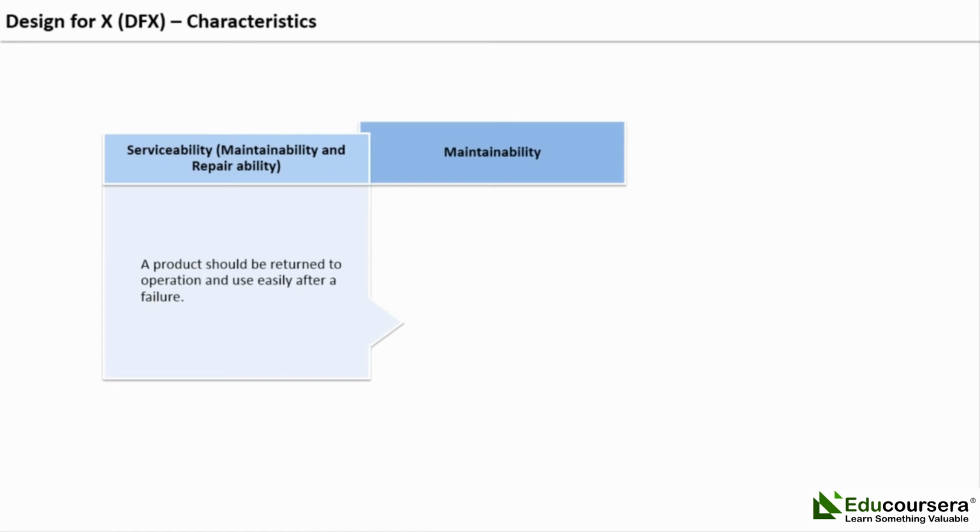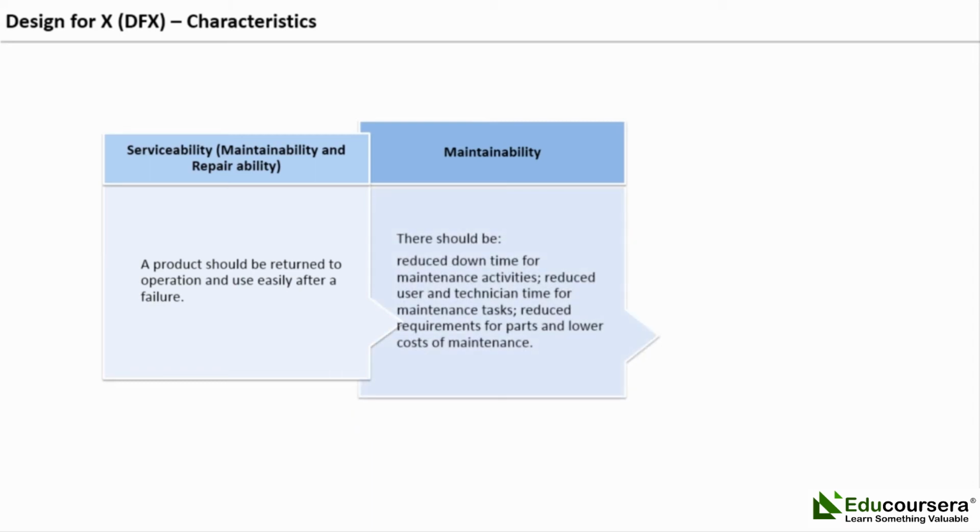Serviceability, maintainability, and repairability. A product should be returned to operation and use easily after a failure. This is sometimes directly linked to maintainability. Maintainability. The product must perform satisfactorily throughout its intended life with minimal expenses. The best approach is to assure the reliability of components. There should be reduced downtime for maintenance activities, reduced user and technician time for maintenance tasks, reduced requirements for parts, and lower costs of maintenance.